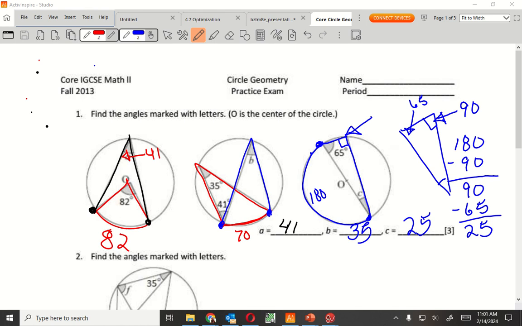All right, hopefully you guys are writing this all down, right? Especially if you didn't get it. Use the information I've given you to actually work your way through.